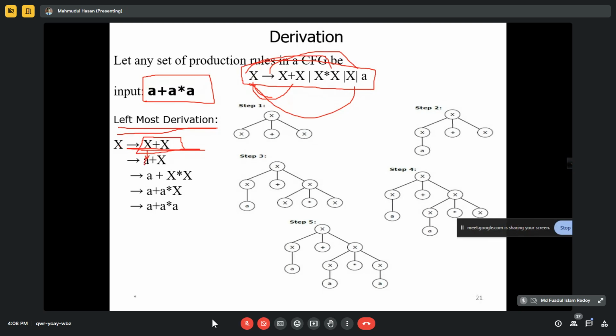X to a. Then this X, that is X to X into a. Here again there is more than one non-terminal, so we need to choose this one because this one is the leftmost. Change this one. Then there is only one, so you can choose this one.